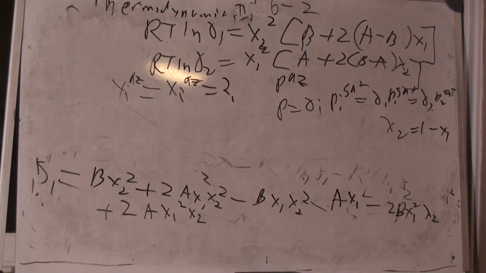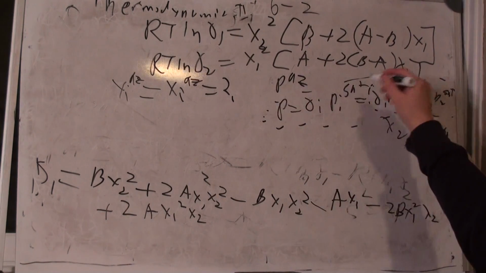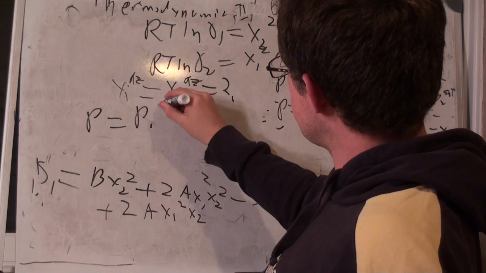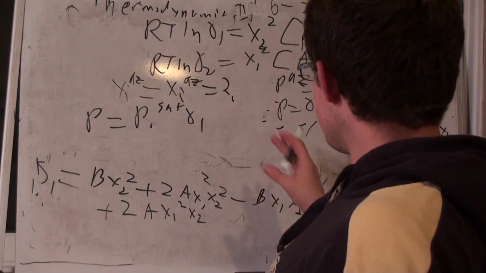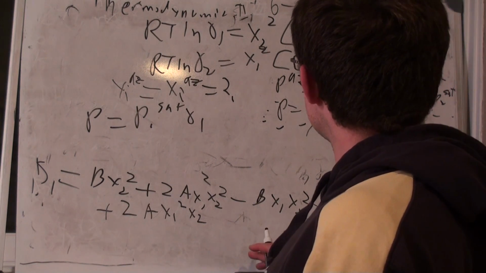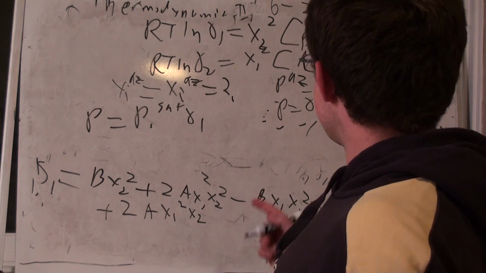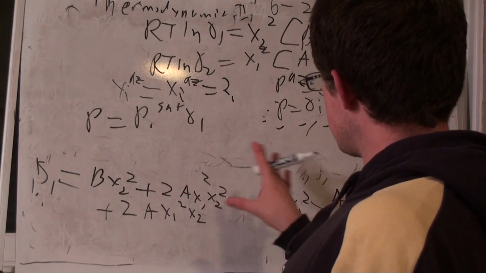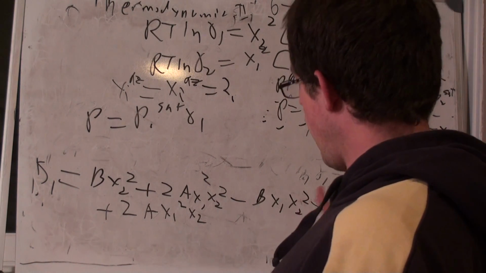Instead of focusing on this, I want to focus on the fact that P is equal to P_1 sat gamma_1. And then I want to separate things in there too, like I do here. I'm going to have two equations, two unknowns. Do I really want to do the RT? I still want to take the RT natural log, because that will make it easier to plug A and B into each other, or rather the x1s and the x2s and all that nonsense.